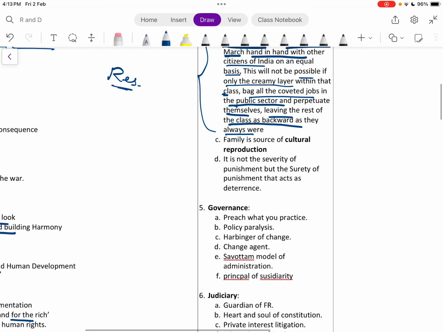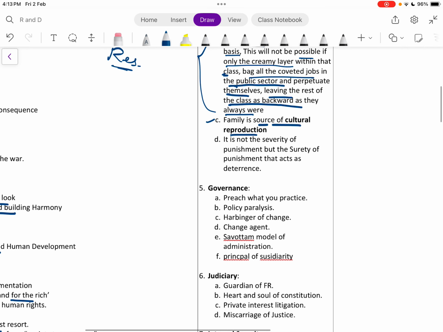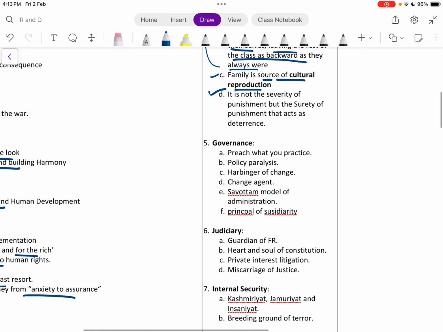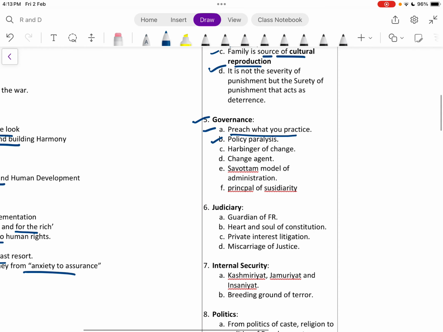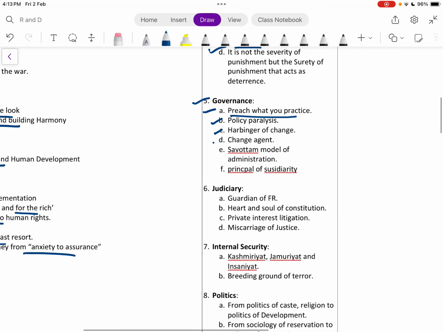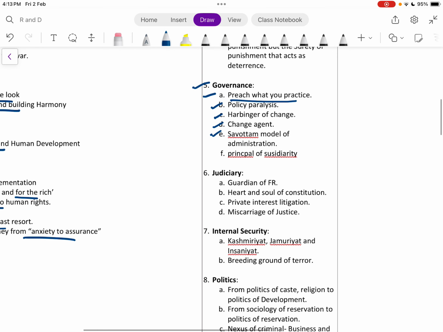Family is the source of cultural reproduction. It is not the severity of the punishment, but the surety of punishment that acts as a deterrence. Governance: preach what you practice, policy paralysis, harbinger of change agent, South model of administration, principle of subsidiarity, among others.